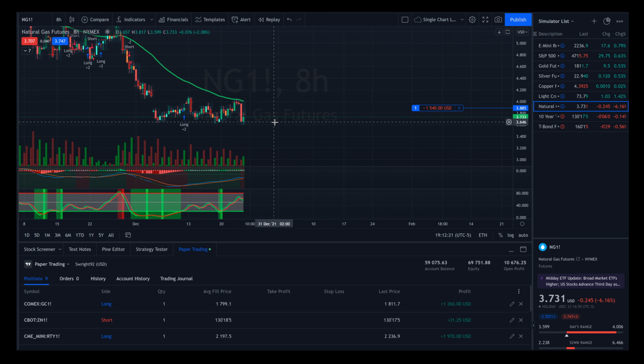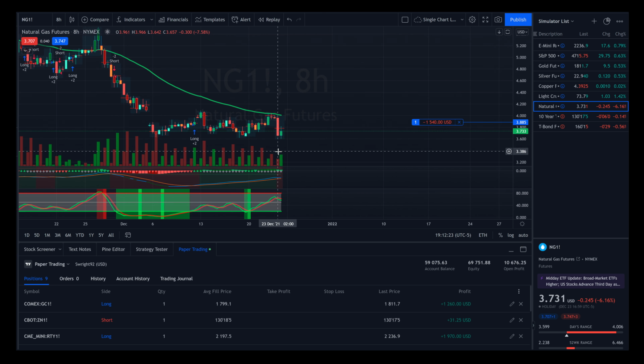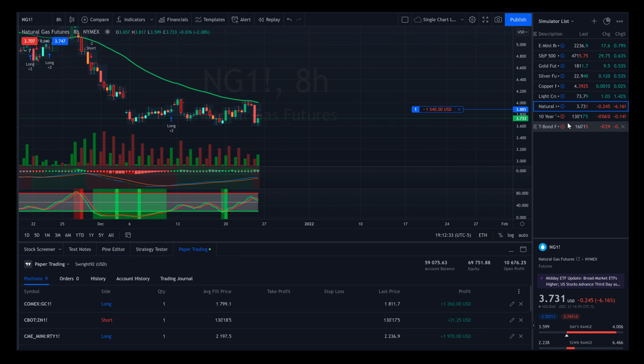Anyway, so not sure what I'm going to do with this one yet. I'm going to keep this one long for now. If it breaks down, if we get a short signal here on the MACD, then by all means I'll take a short, because we're still a ways higher than the range from last year was. Like I said, it was like 2.5 up to 3.25 before it really started rising.